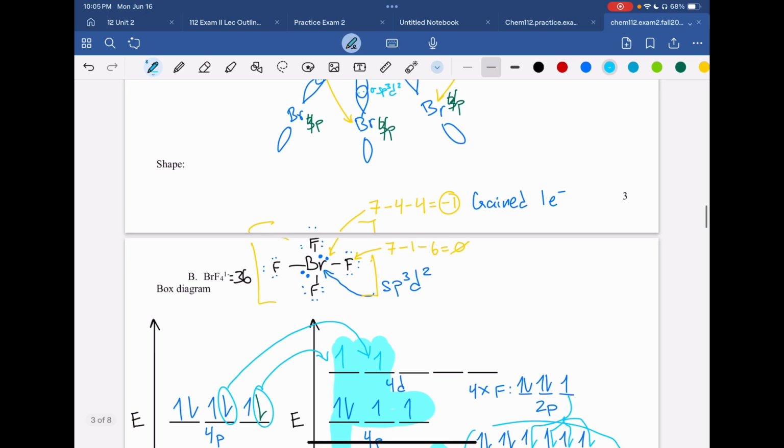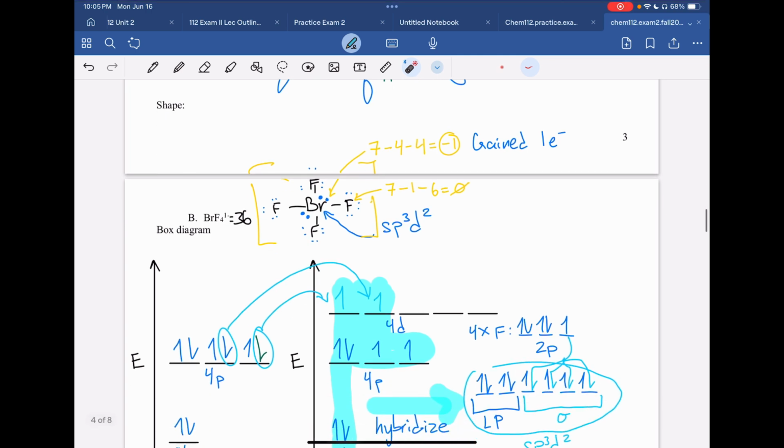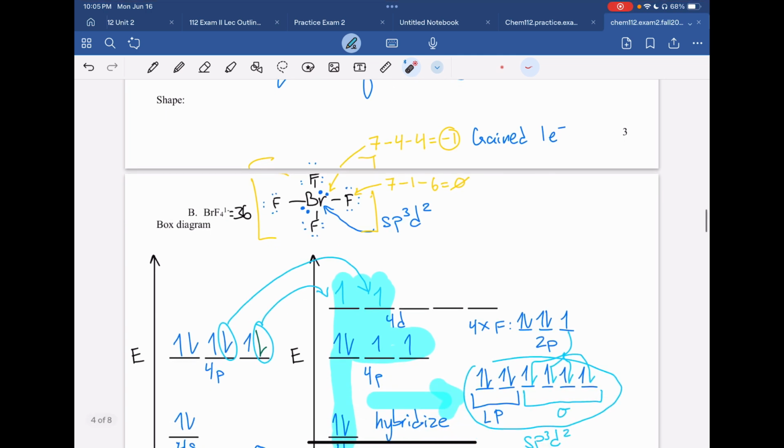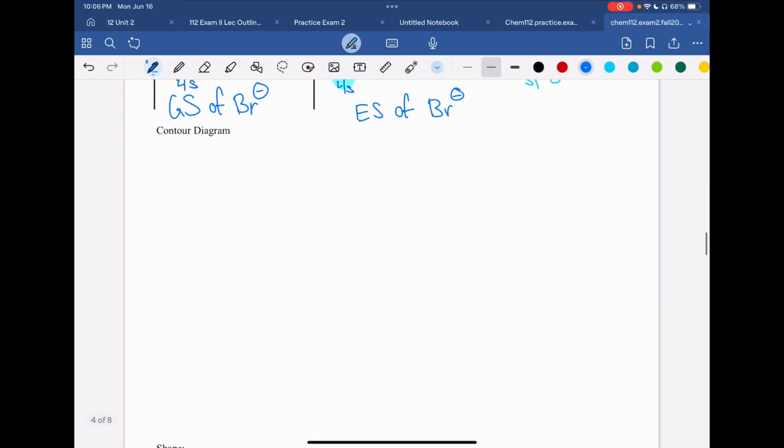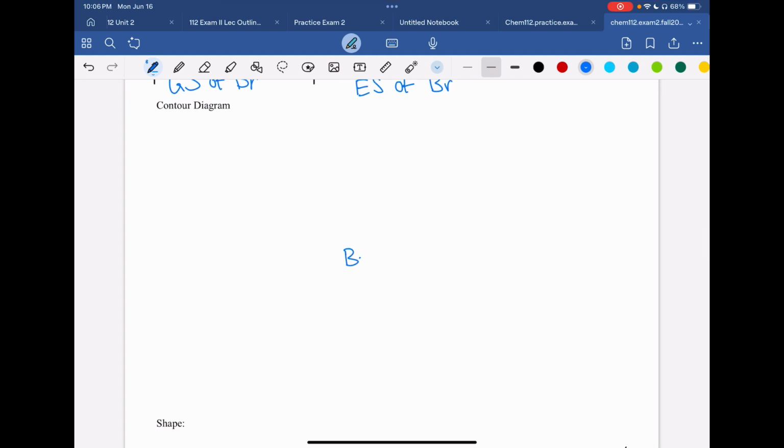Now our contour diagram follows the VSEPR. Does anyone know the VSEPR of this one? You should be saying T-shape. So you're going to follow the same layout as the T-shape of the VSEPR. Bromine. Okay. Bromine has its balloons. Ooh, that was a sharp balloon, the first one I drew. And then fluorine has its balloons.